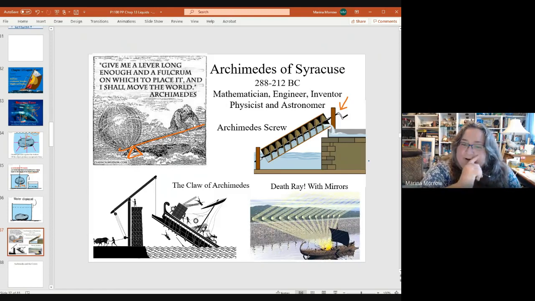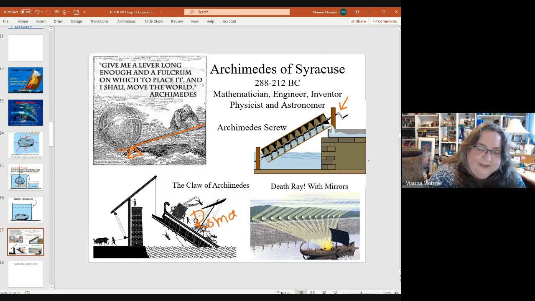He also created what's called the claw of Archimedes. Nobody knows exactly what it looked like. Unfortunately, there were no good contemporary drawings, but it may have been a lever with a claw that the Romans kept attacking the city of Syracuse where he lived.